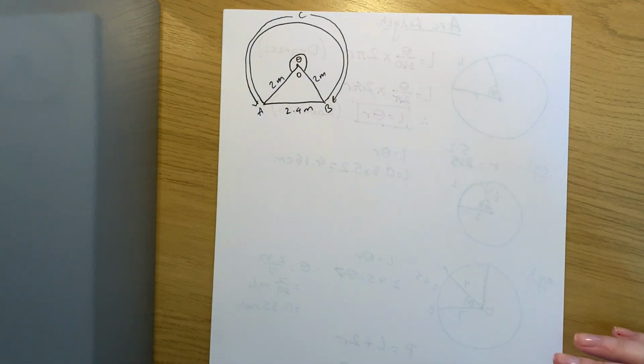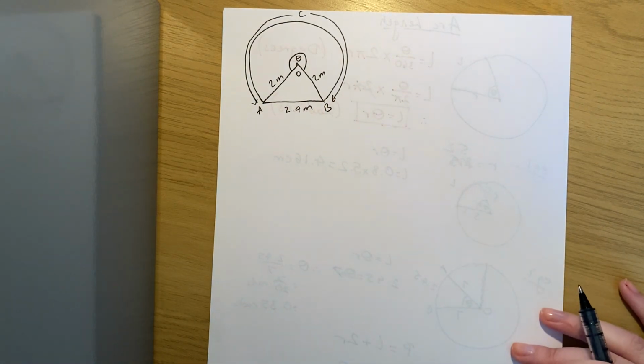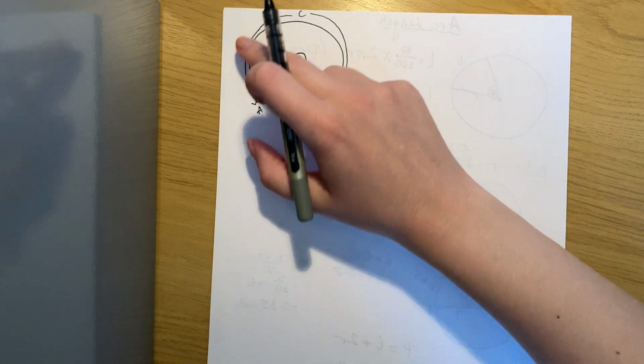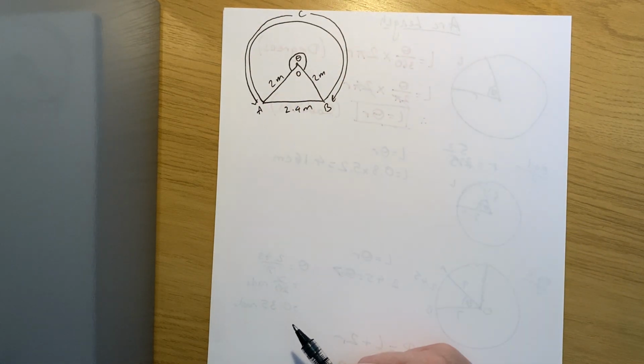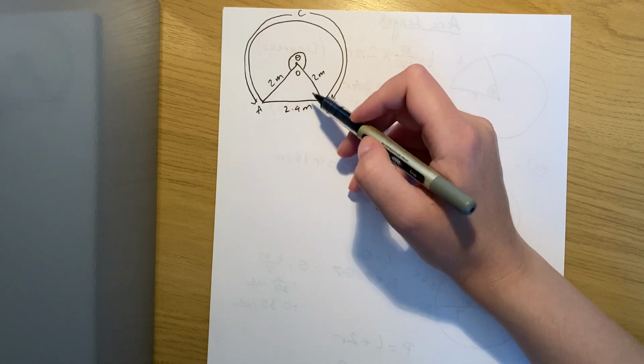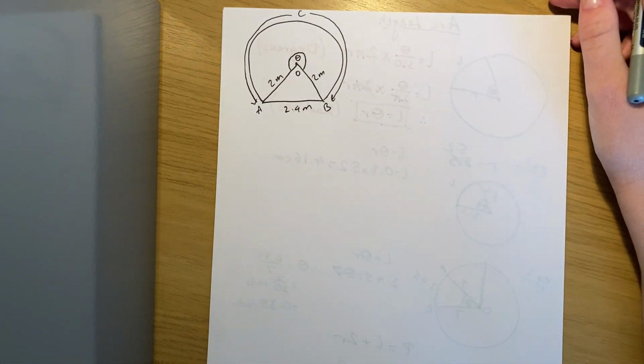Okay, so the border of a garden pond consists of a straight edge AB of length 2.4 metres and a curved part C as shown in the diagram. The curved part is an arc of a circle with centre O and radius 2 metres. Find the length of C.